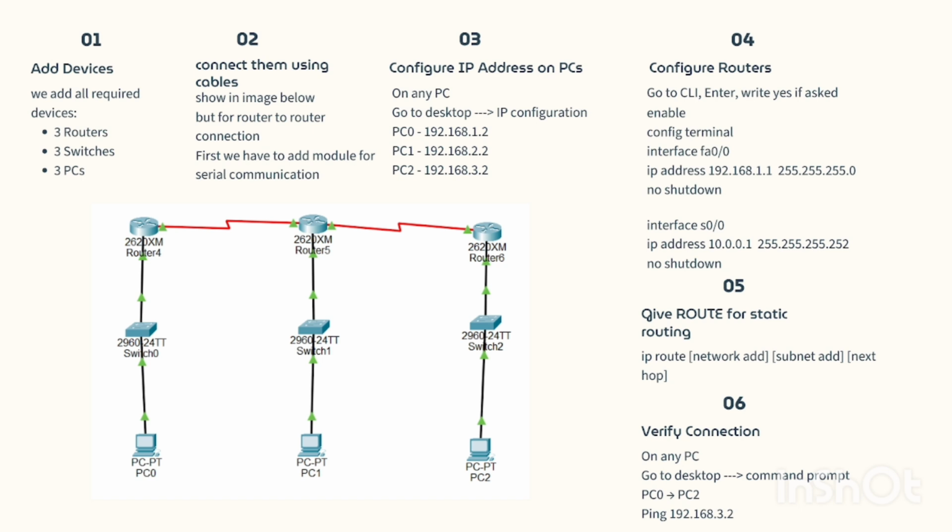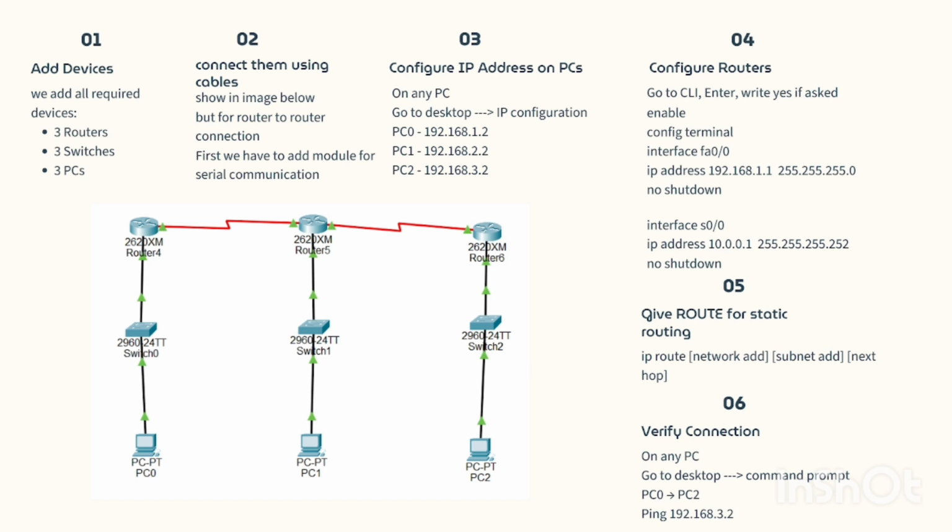Then we can configure IP on PCs as we discussed before. Then at last we have to configure routers for static routing. I have given the commands for that. We have to click on the router, then go on CLI. On CLI, firstly we have to enable, then config terminal, then we have to define the interface, then give the IP address and then save the changes. The same thing we have to do for the serial interface as well. We have to give the IP and then save it. We have to do this for all three routers.